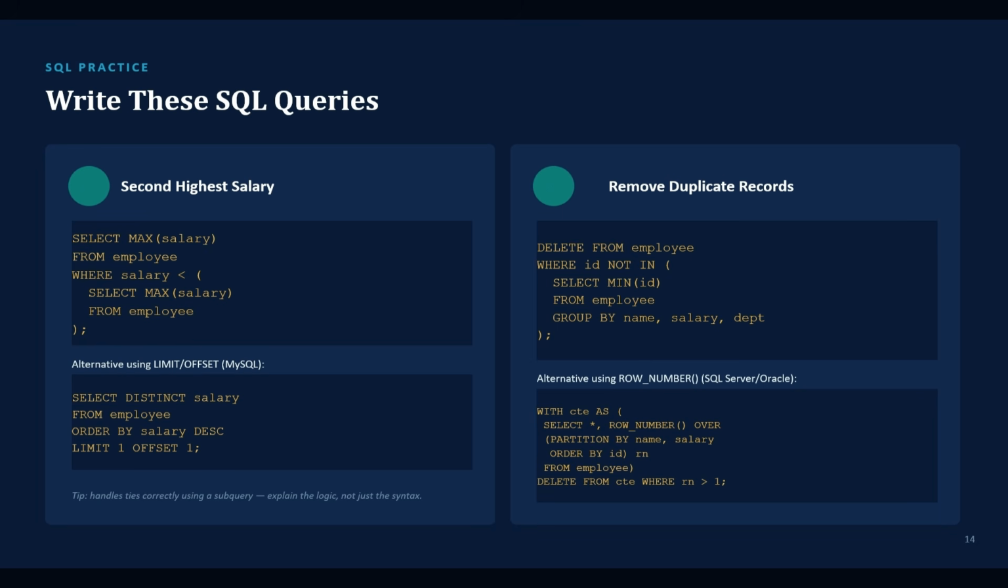There's also a limit and offset approach if you're working with MySQL. Removing duplicate records. Delete from the table where the ID is not in the subquery that selects the minimum ID grouped by the duplicate defining columns. On SQL Server or Oracle, you can also use a CTE with row_number and delete anything where the row number is greater than 1.